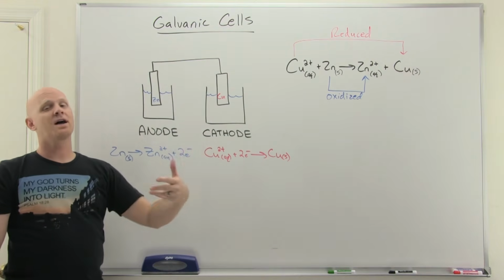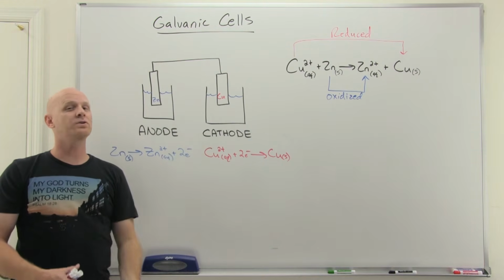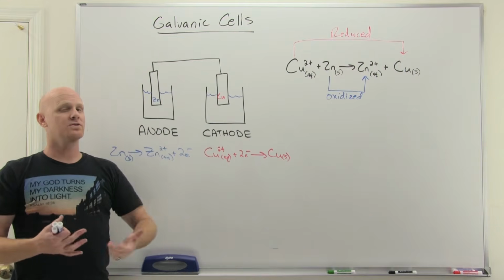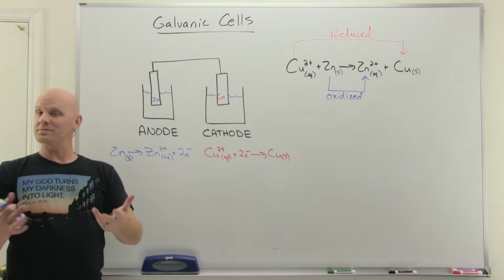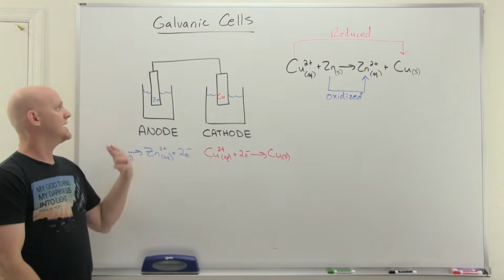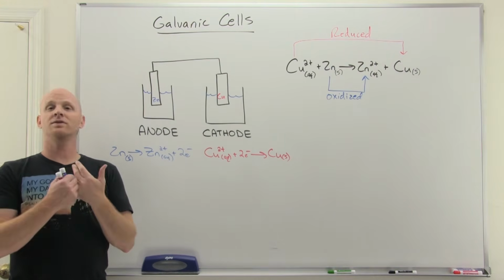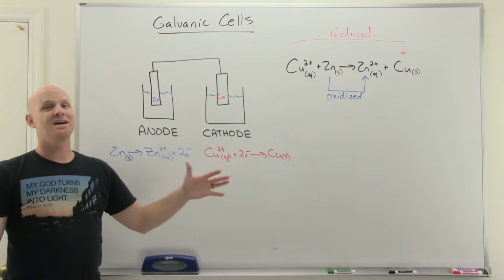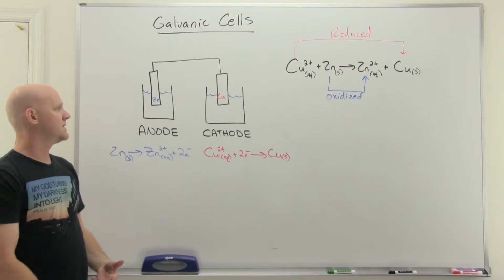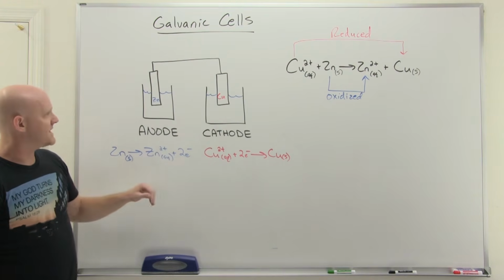However, if you've got a half reaction where there's no metal in its solid state present, we have to use what's called an inert electrode. Platinum's a pretty common example of an inert electrode. And we call it an inert electrode because it doesn't actually take part in the reaction at all. It's just a way of delivering electrons. Cool. So I just want to make that specific here.